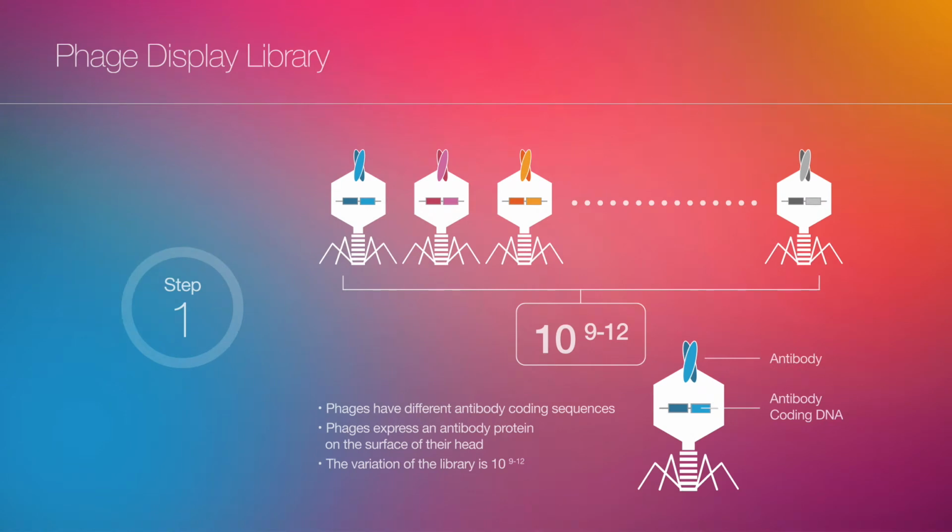So step one of the AbTracer system is the creation of a phage display library. In the phage display library, the antibody coding DNA sequence of the phages is engineered so that a whole library is created of phages with different displayed antibodies on their head. So you want a large variation in this library.